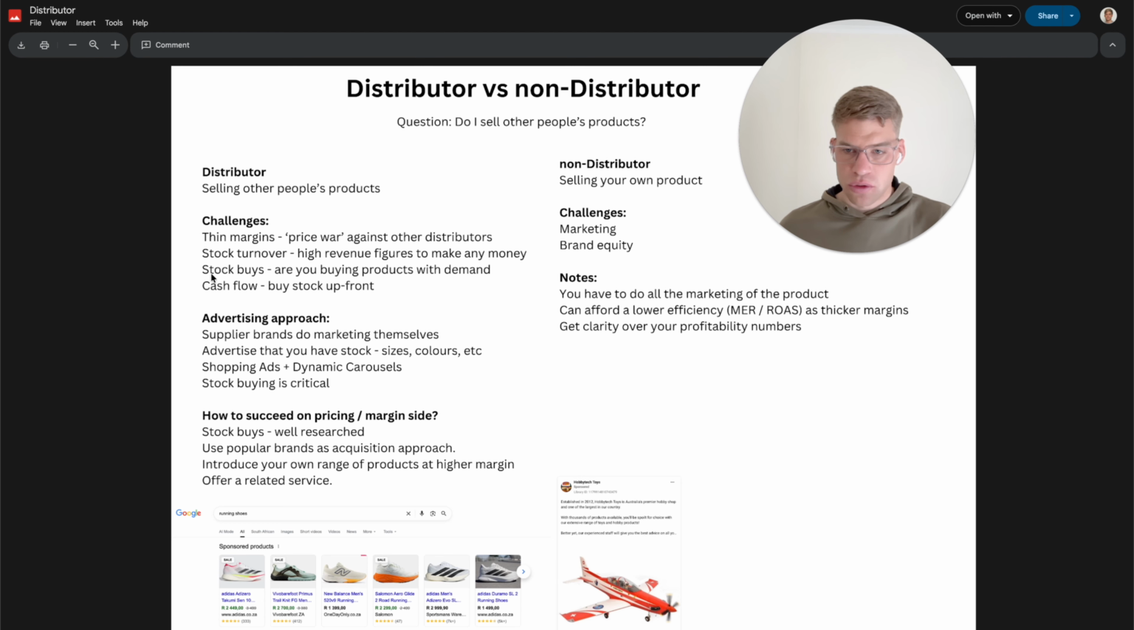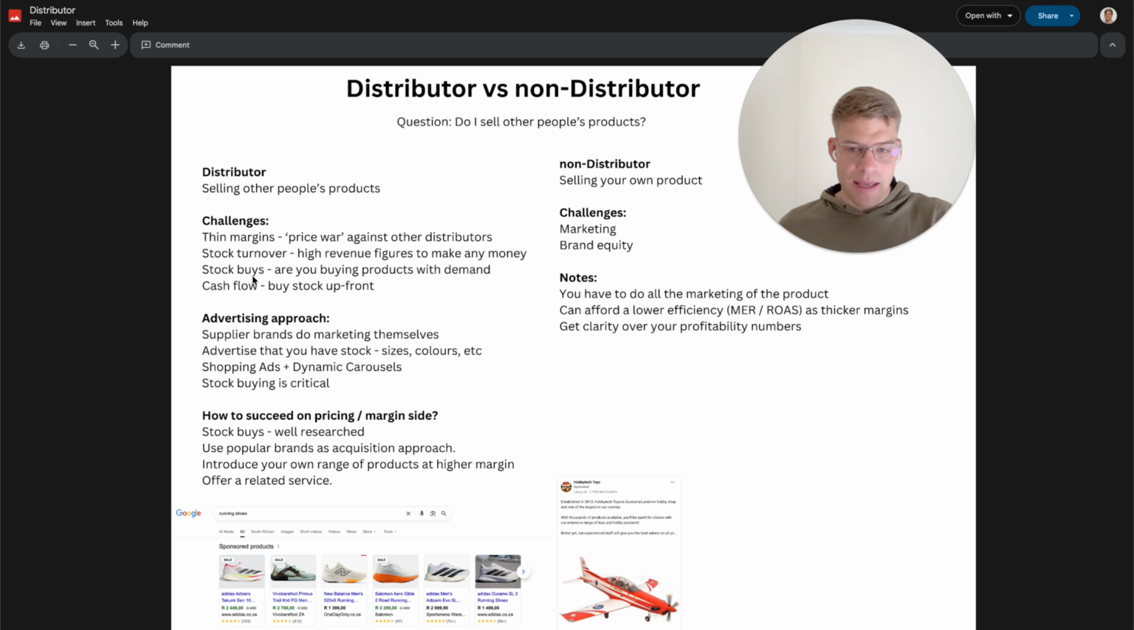And then the last thing to mention here is stock buys, and this kind of ties into the supplier brands doing the marketing themselves. So in the space of being a distributor, you are obviously selling products from another brand, and that brand, like for example Nike or Adidas, etc., will do their own marketing for their product range.